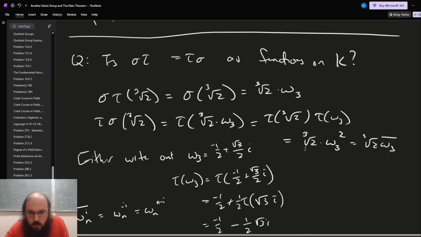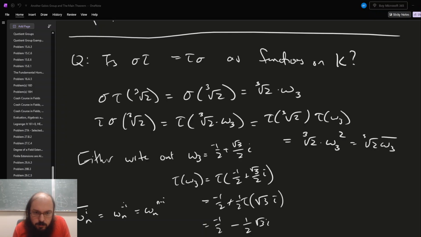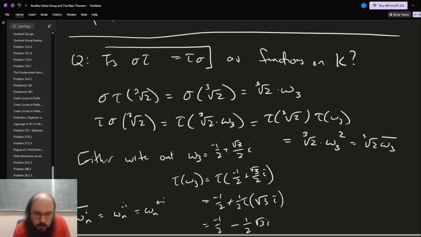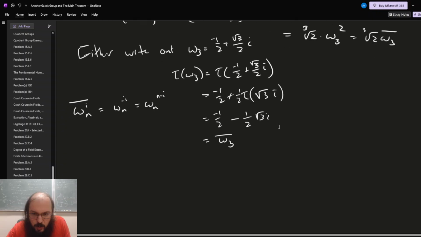So the calculation went off basically without a hitch. The answer is no. And so therefore, this Galois group must be isomorphic to S3.